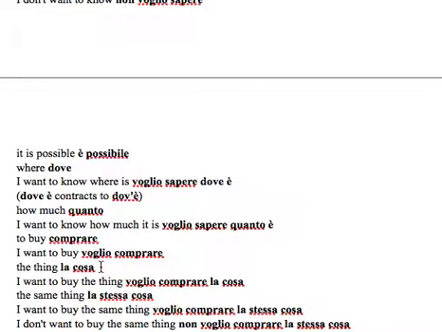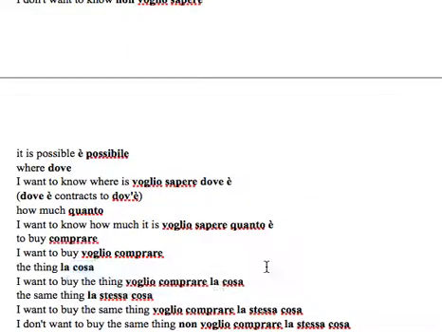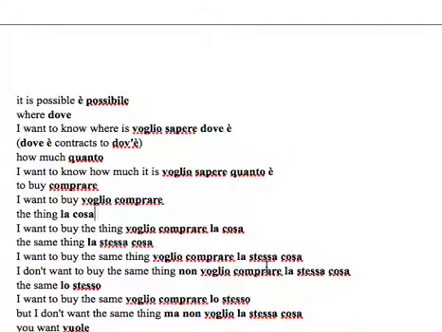La cosa, the thing. So I want to buy the thing, voglio comprare la cosa, if you don't know the name. The same thing: you saw somebody who just bought something interesting, but you don't know the name. So voglio comprare la stessa cosa. I want to buy the same thing. I don't want, non voglio comprare la stessa cosa. I don't want to buy the same thing.